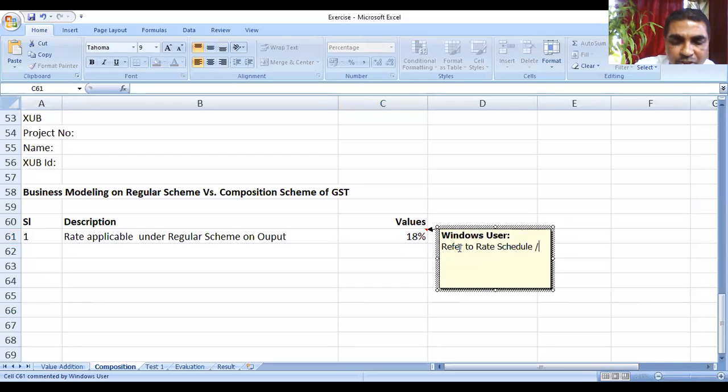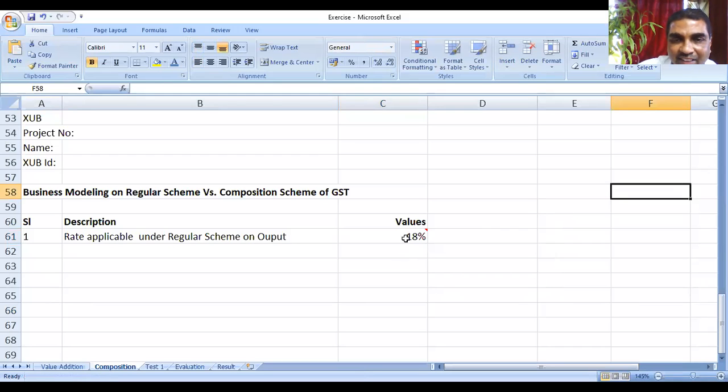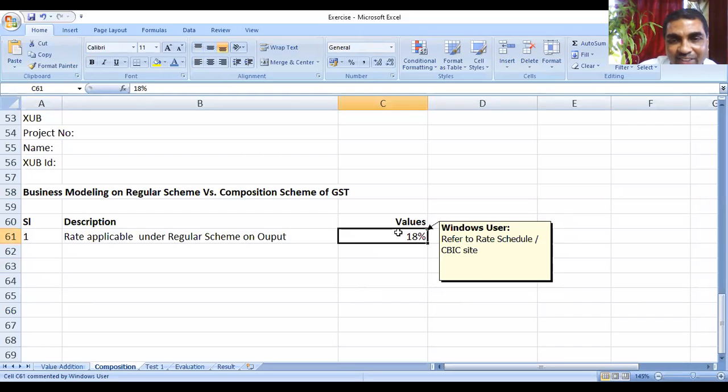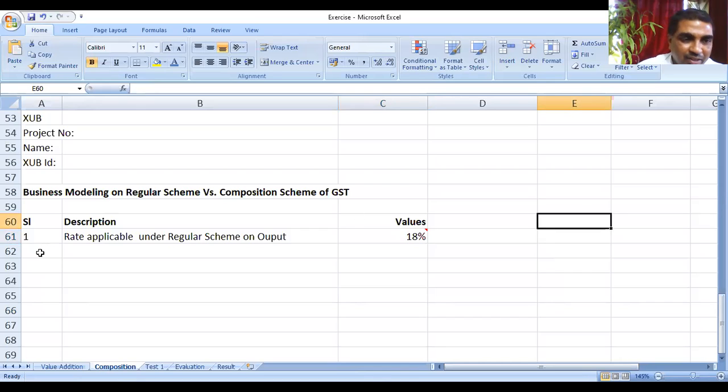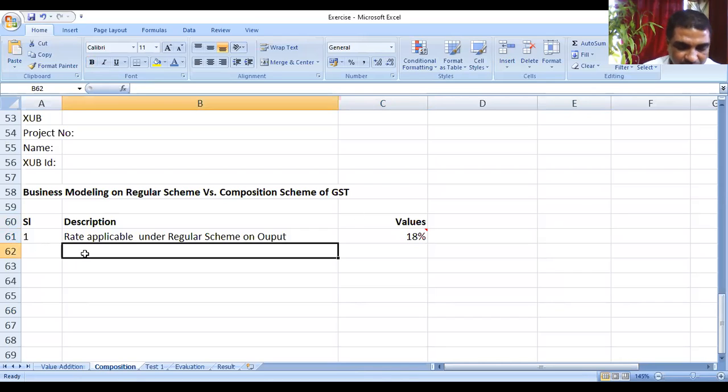One can refer to the rate schedule, or one can refer to the CBIC website also. So if someone is filling up this data, suppose you want to fill up here, automatically it will prompt you, please refer to the rate schedule, because I have inserted a comment here. Is it done? Okay, now second we'll try.